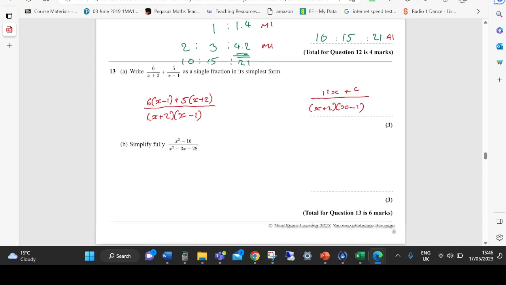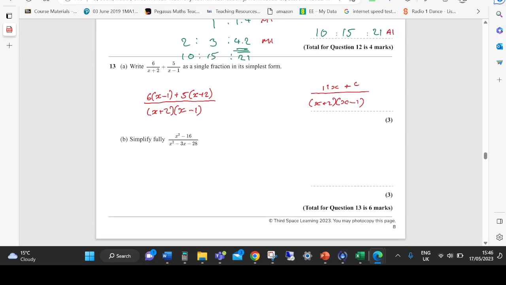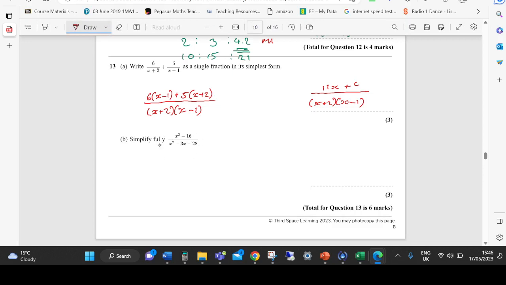Okay, the second part then. Simplify fully, and this is quite a nice one on a higher tier. If this comes up on Friday, I'll be very happy. Reason being that we're factorizing, I would be able to do it without a hint from the top line anyway, because we've got just an x squared. So factorizing my top line, we've got a difference of 2 squares, so it's x plus 4 times by x minus 4.